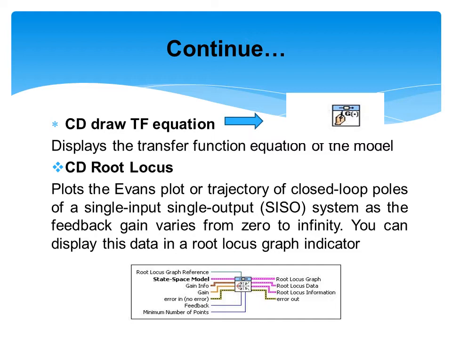Third is the CD Root Locus. Plot the Evans, which is the name of the scientist who invented the root locus technique. It plots the trajectory of the closed loop poles of a single input single output (SISO) system as the feedback gain varies from 0 to infinity. You can display this data in a root locus graph or an indicator. Here you see the various input and output points in this icon. You use the input and output according to your requirement.